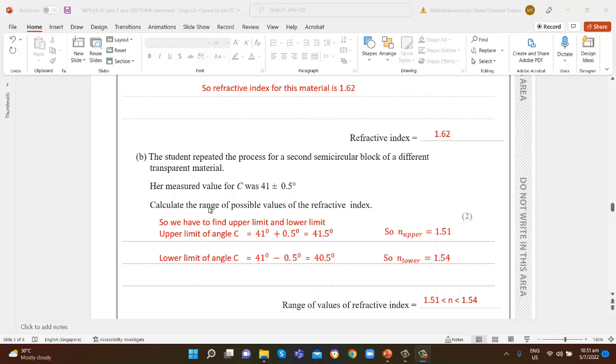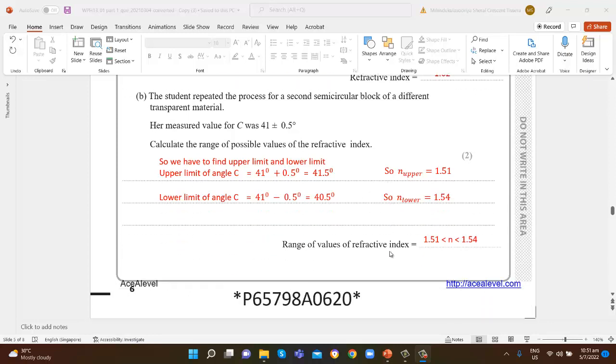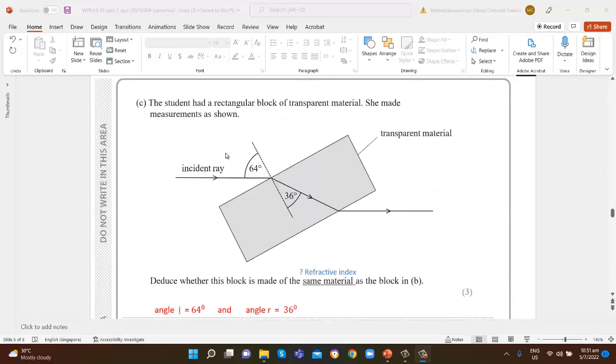How can I give a range? Yes, they have given plus or minus. That is how you think, and you write this. Now when you go to part C, it is not the refractive index given. It is the incident ray. They have given I and R. There's another material. Now, if it is not C, how do we find the refractive index?